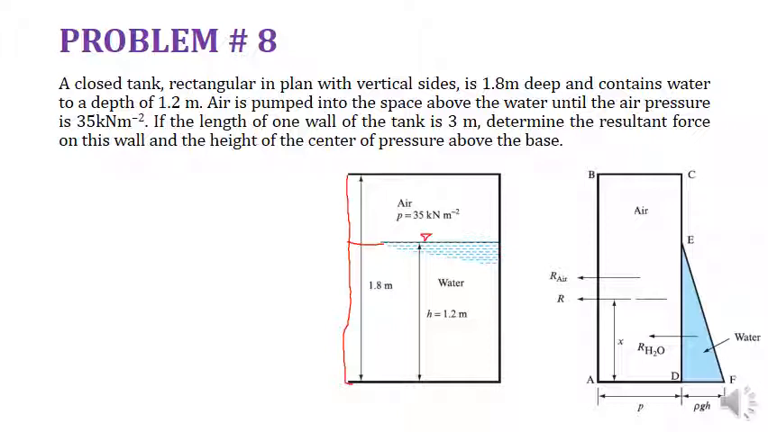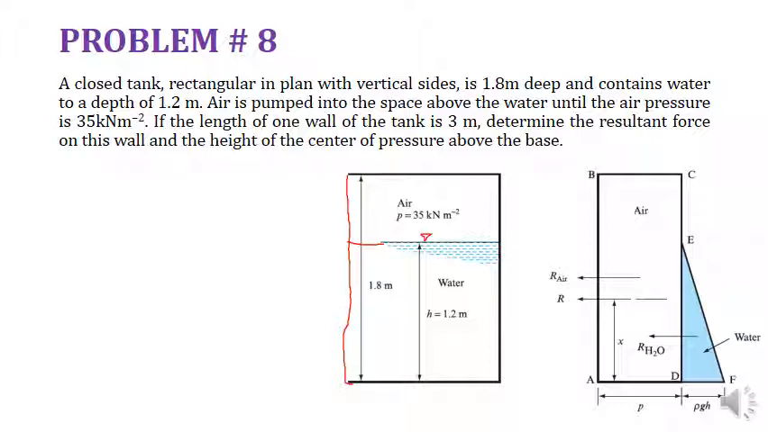Now if the length of one wall of the tank is 3 meters, then what you need to determine is the resultant force on this wall and the height of the center of pressure above the base. So here you have the water. First of all, you need to determine the resultant force on one side of the wall. Any wall you can consider, right or left.